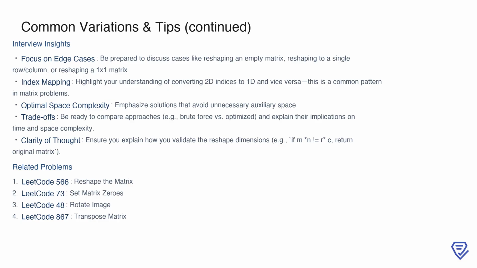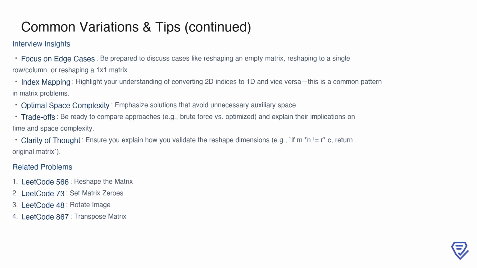Demonstrating a strong understanding of index mapping is also crucial. You should be able to explain how to convert 2D indices to 1D and vice versa, as this is a common pattern in matrix-related problems. Emphasizing solutions with optimal space complexity can set your approach apart. Avoid unnecessary auxiliary data structures wherever possible. Additionally, be prepared to discuss trade-offs between different approaches, such as brute force methods versus optimized solutions, and how those choices impact time and space complexity.